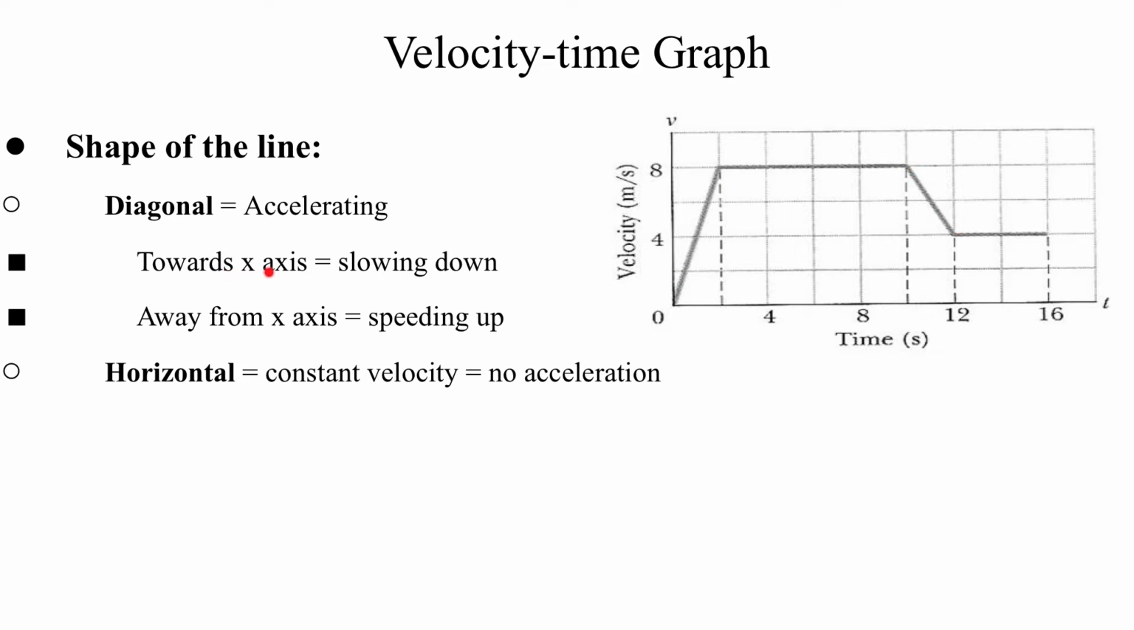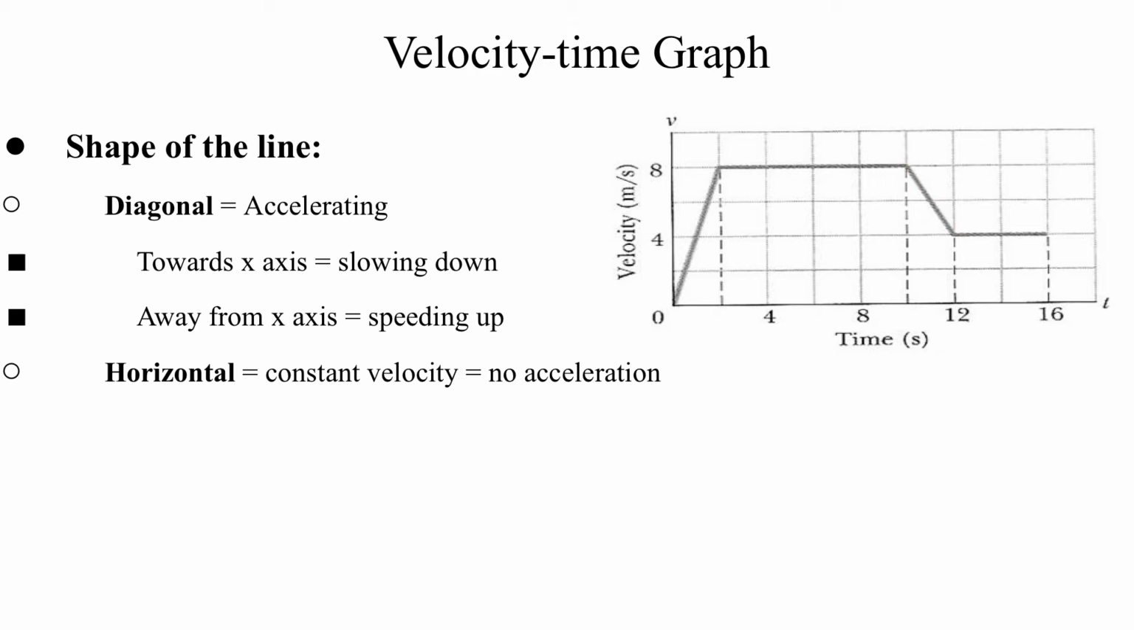Depending on which way the diagonal line is going will tell us whether it's speeding up or slowing down. For this example graph here, we start at 0 at 0 seconds, and at 2 seconds we're at a velocity of 8 meters per second. That would imply that we are speeding up. Our diagonal line here is going away from the x-axis.